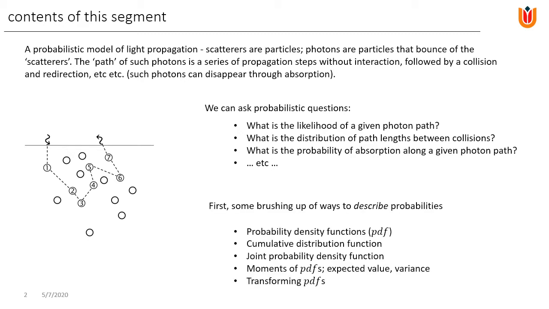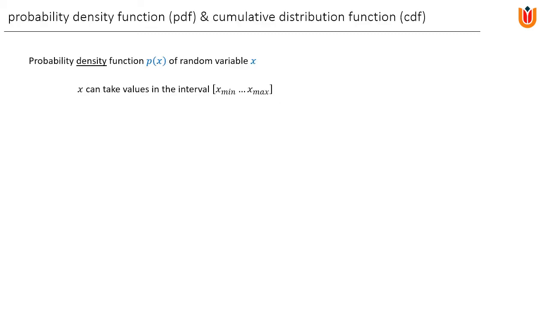Before we go there, first we will brush up on some of the ways to describe probabilities, namely the probability density function, PDF, the cumulative distribution function, and the joint probability density function if we have two or more variables. We'll discuss moments of the PDFs like expected value and variance, and finally some notes on transforming PDFs.